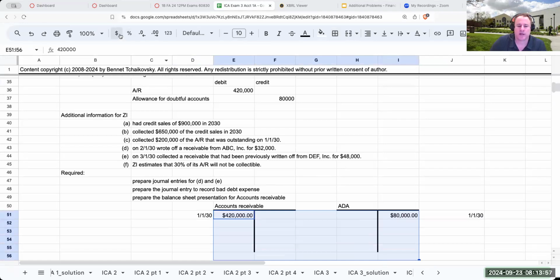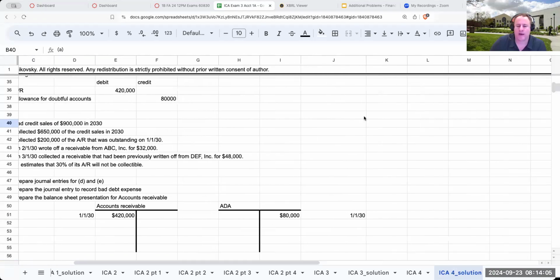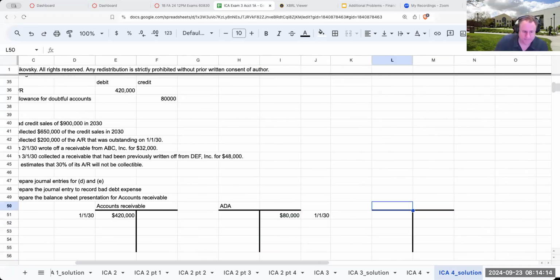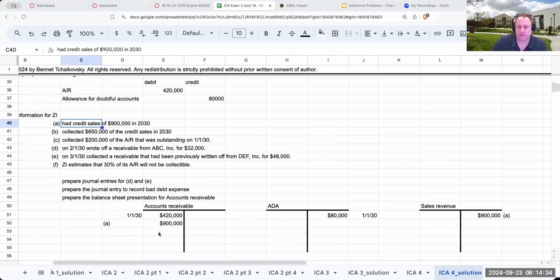Okay, so now the next thing it tells me is I had credit sales of 900,000 in 2030. What would that basically mean? Well, if I have sales on credit, assuming these are services and not goods, if I have sales revenue, I'm going to record that with a credit. And for every credit, I need a debit, meaning that I had 900,000 of credit sales. That basically means I had sales on credit of $900,000.